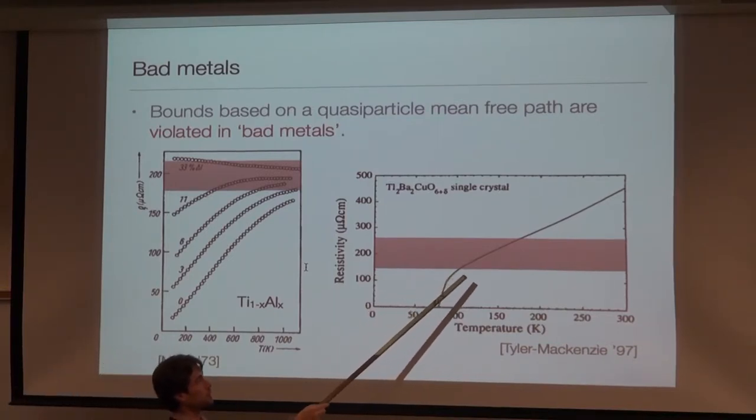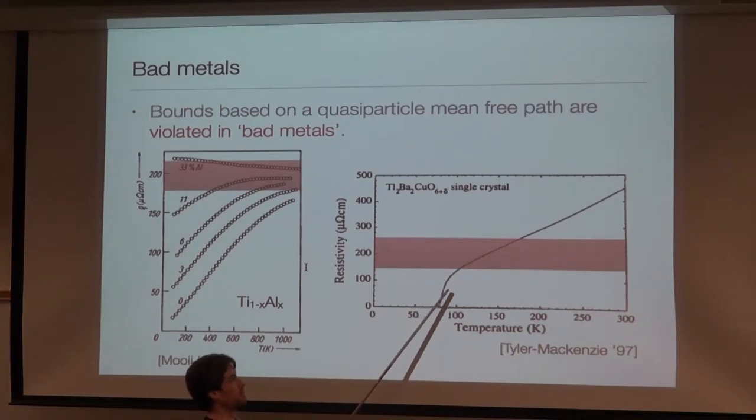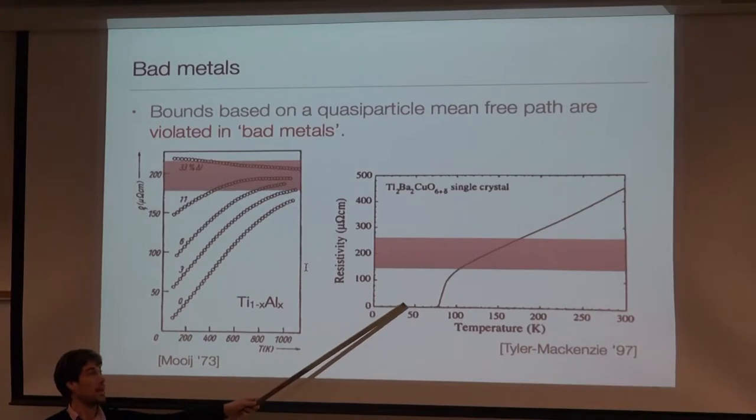So for example, in a cuprate and in VO2 that I showed you before, the resistivity goes straight through this Mott-Ioffe-Regel bound. Now that's not a contradiction, because this whole Mott-Ioffe-Regel bound was constructed around the idea of a quasiparticle, and so a likely interpretation of this is just that there are no quasiparticles.